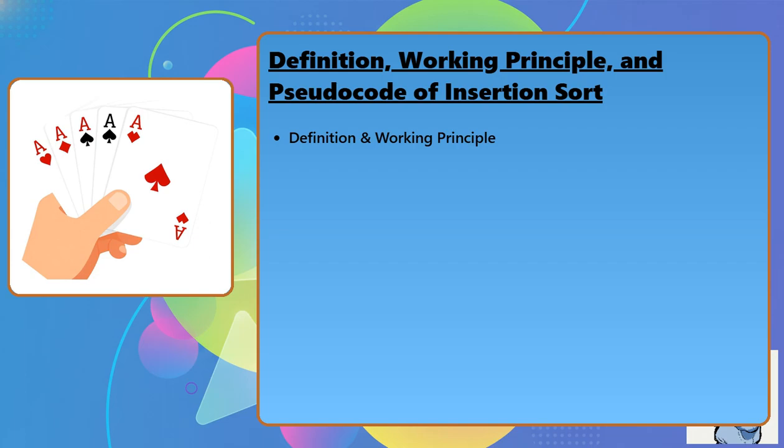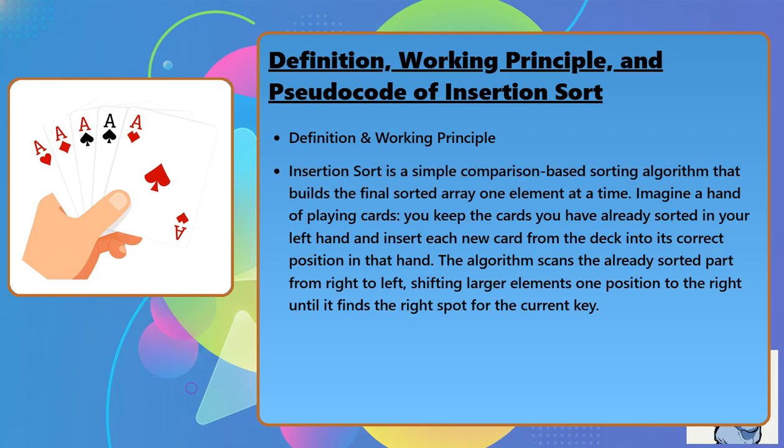Definition and working principle. Insertion sort is a simple comparison-based sorting algorithm that builds the final sorted array one element at a time. Imagine a hand of playing cards. You keep the cards you have already sorted in your left hand and insert each new card from the deck into its correct position in that hand. The algorithm scans the already sorted part from right to left, shifting larger elements one position to the right until it finds the right spot for the current key.